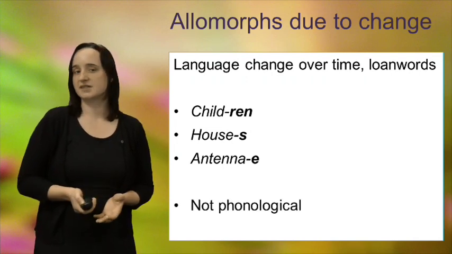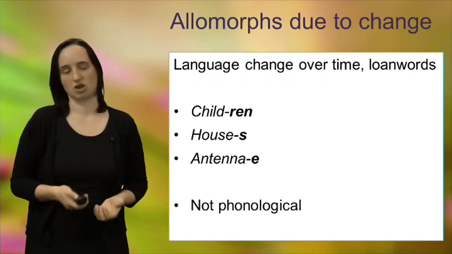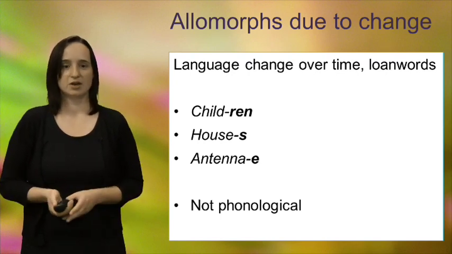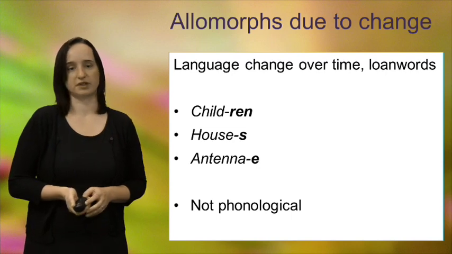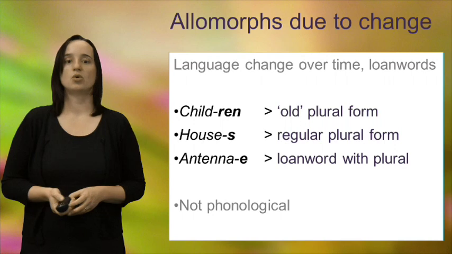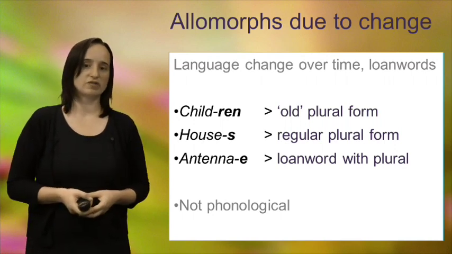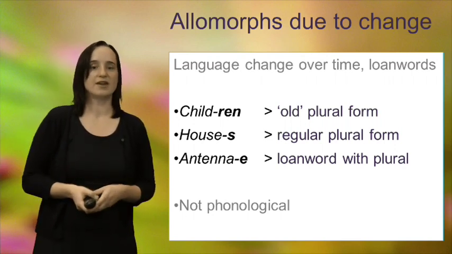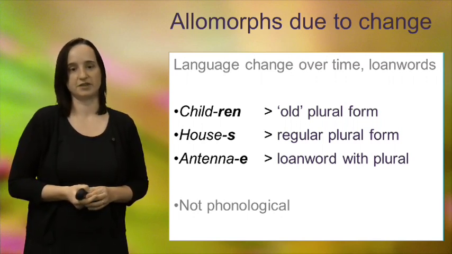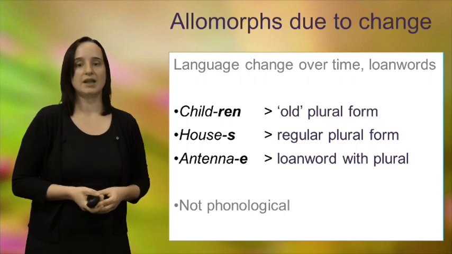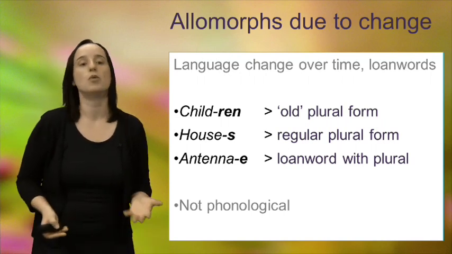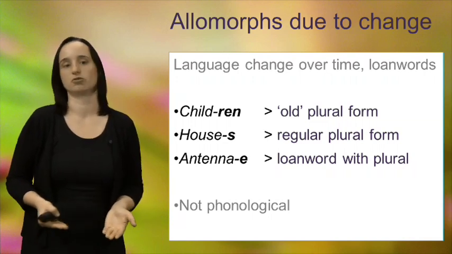Now, in this case, there's nothing phonological that determines whether it's ren, s, or e. Okay, we could say childs. It would work perfectly well, but it doesn't. The form is children. Now, this is language change over time. In children, this ren or n plural form is actually an Old English plural form that has survived, the Old English weak plural. In houses, the s is our regular plural form that appears with most types of plural nouns.